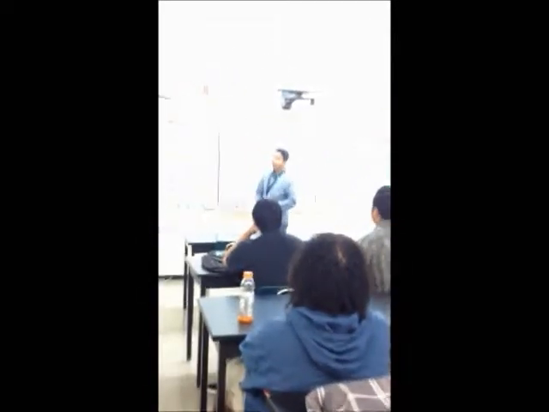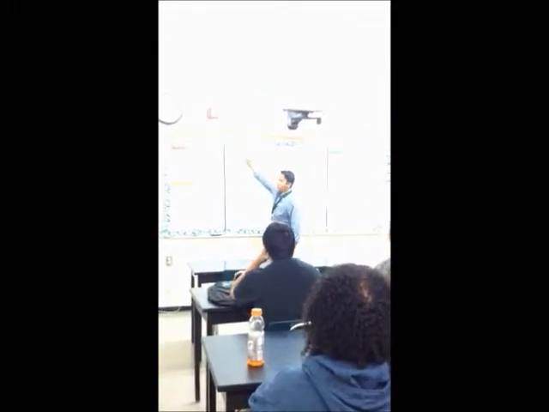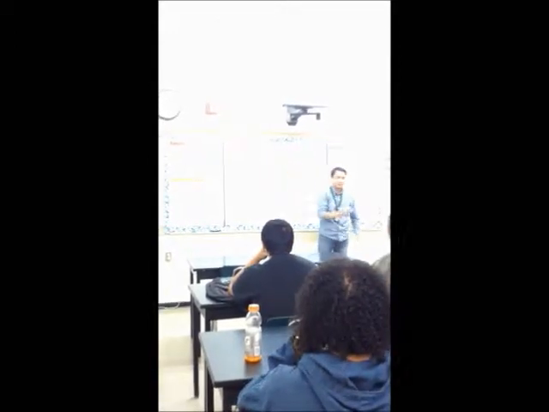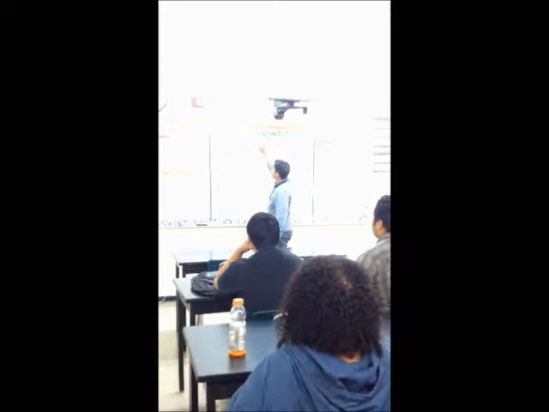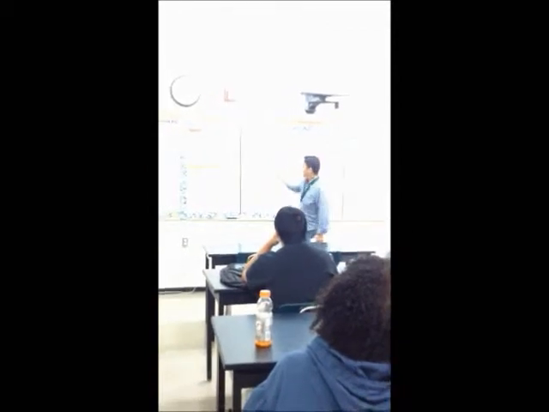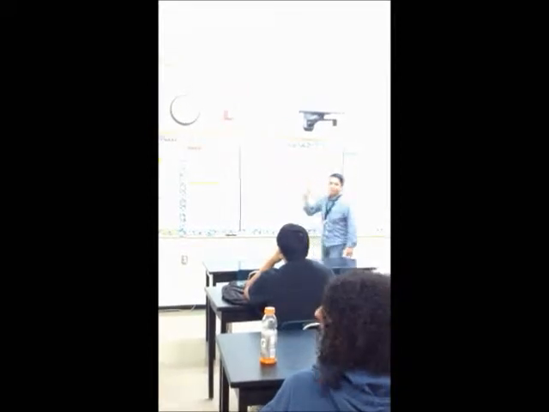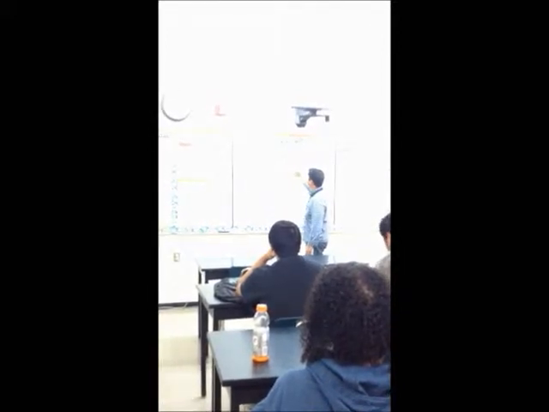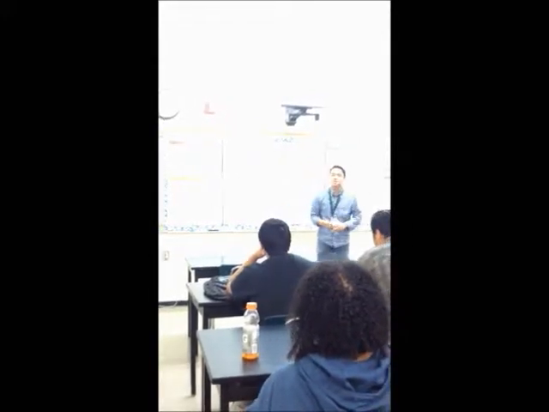So first, I want to redefine the formula for the average speed. Average speed is equal to what? This is just a review. Average speed is distance over time. Very good. Now we have the second one. Average velocity is equal to what? Displacement over time. Very good. So now, what's the difference between distance and displacement?